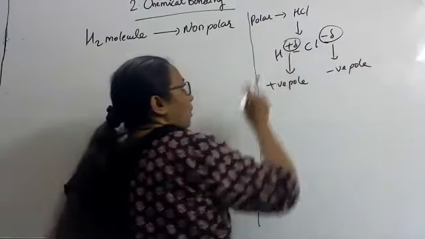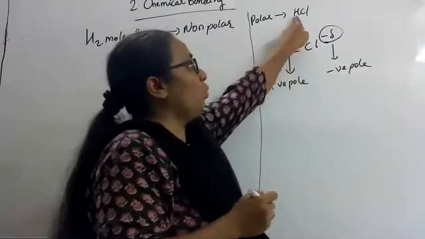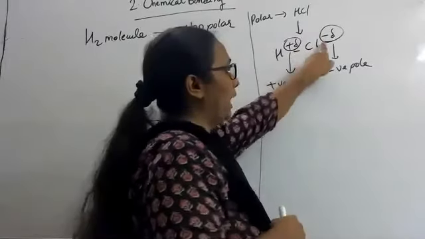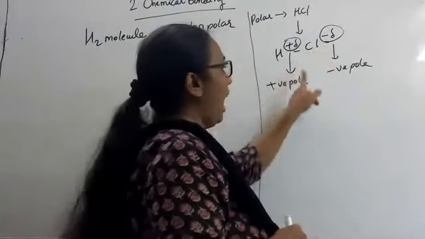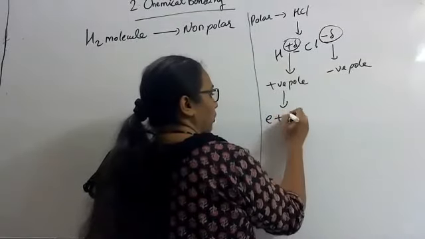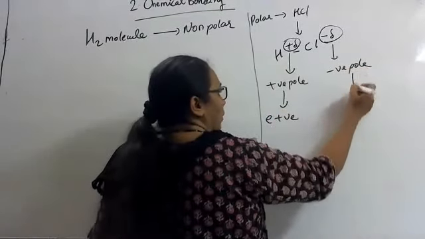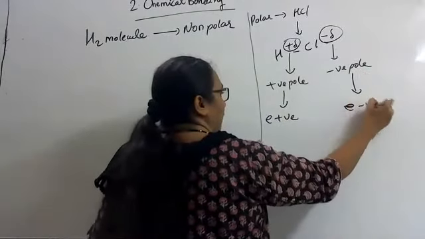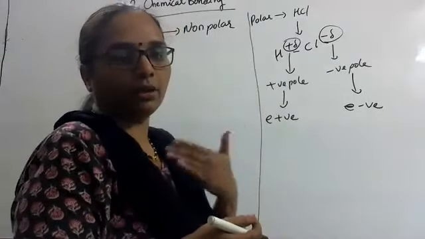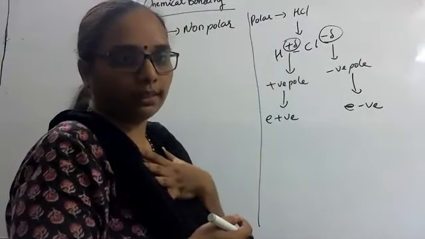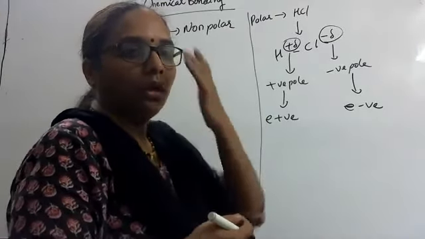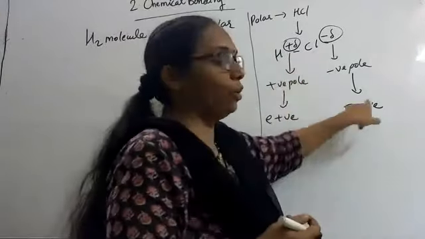Polar compound means one molecule has both the poles, one positive pole and one negative pole. Why? Hydrogen is more electropositive and chlorine is more electronegative. This means chlorine will take the electrons of hydrogen toward itself. It is going to accept the electrons from hydrogen. Therefore, chlorine is called electronegative.